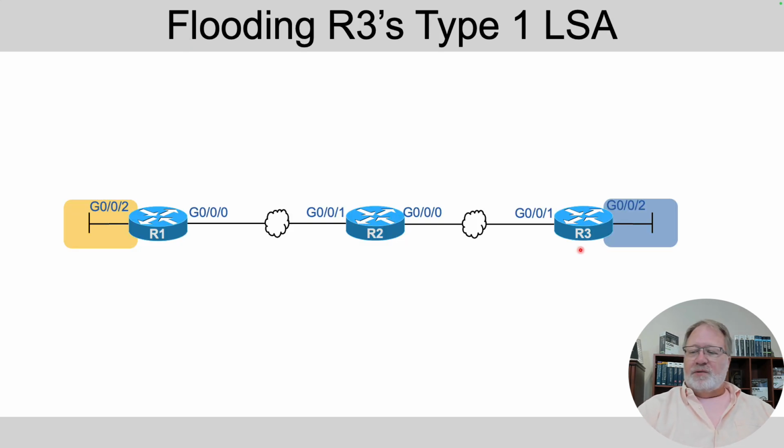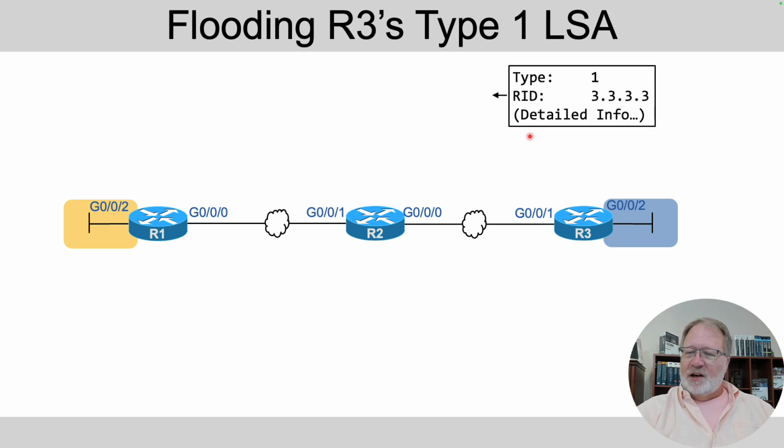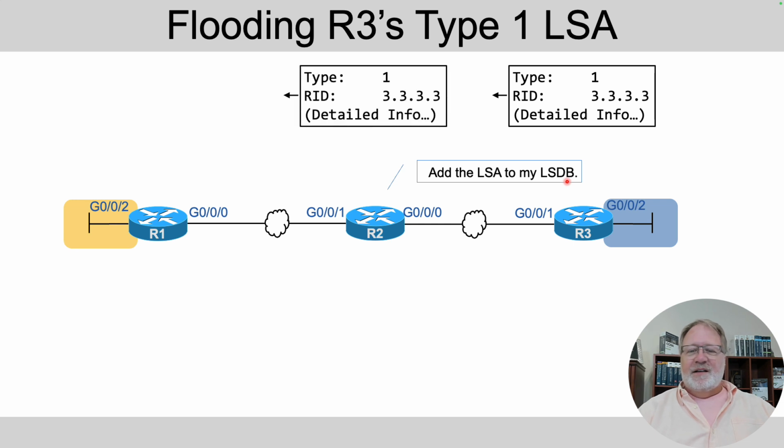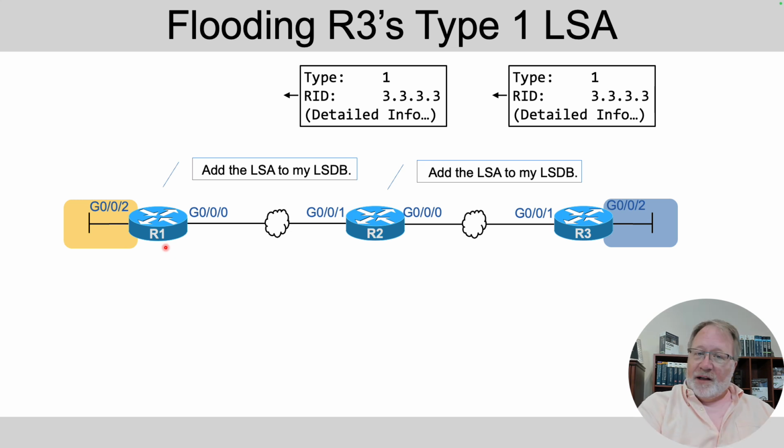So for example, R3 creates its own type 1 LSA. It's got detailed info in it. It's got a router ID to identify itself as this particular router. And when R2 gets that, it doesn't calculate a route immediately. It adds that LSA to its database of LSAs called the link state database. And then it floods that LSA on to router R1. So eventually every router gets a copy and it stores it in its link state database for later processing by that SPF algorithm.